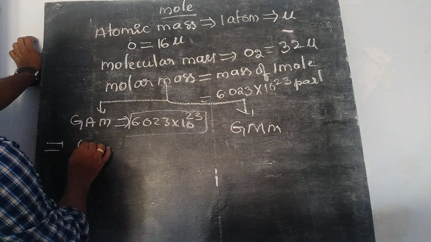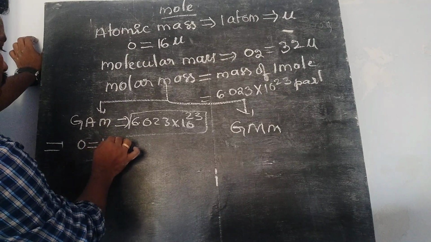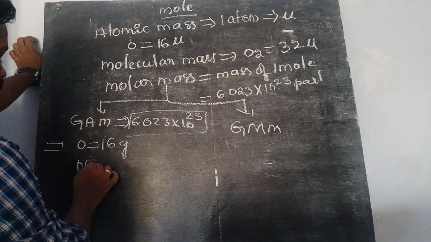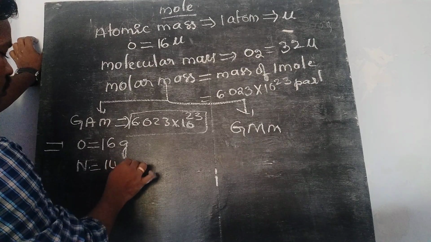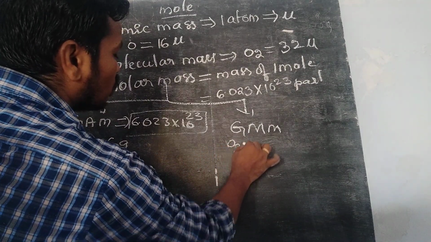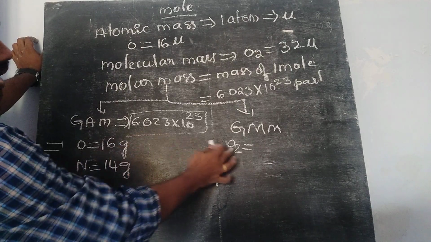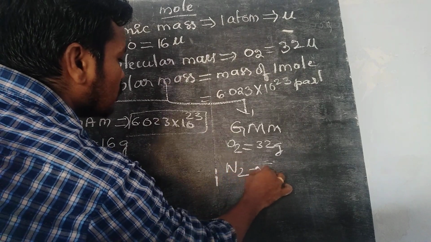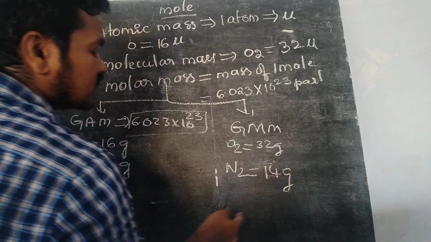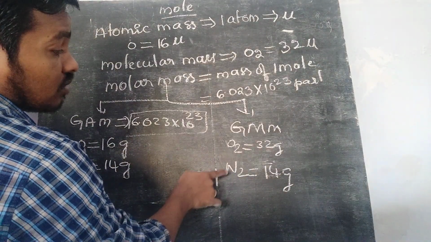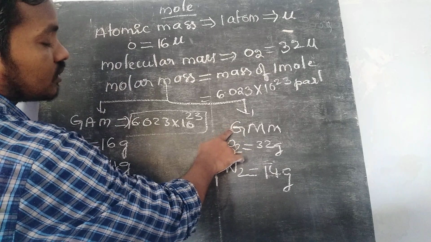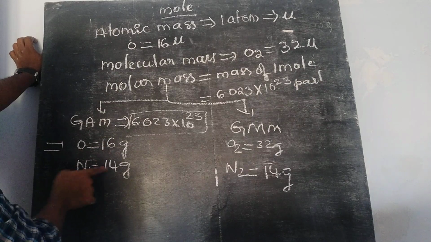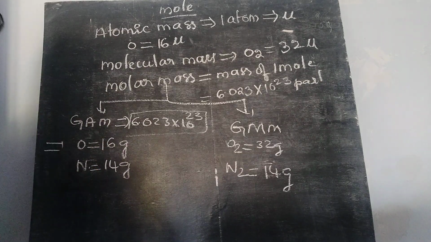For example, oxygen. What is oxygen's mass? 16. If I write 16 grams, that is called gram atomic mass. For example, nitrogen: here nitrogen is 14 grams. For example, O2: here I have written the atom, here I have written the molecule. So molecule mass, how much? 32 grams. Here the nitrogen molecule I am writing, so 28 grams. Here I am representing the mass of molecules in terms of grams, that is called gram molecular mass. Here I am writing the mass of atoms in terms of grams, that is called gram atomic mass.